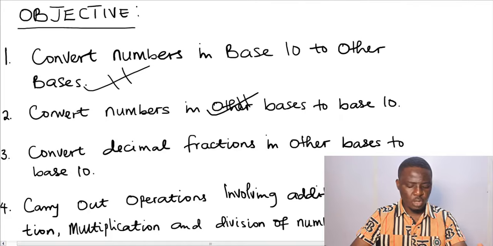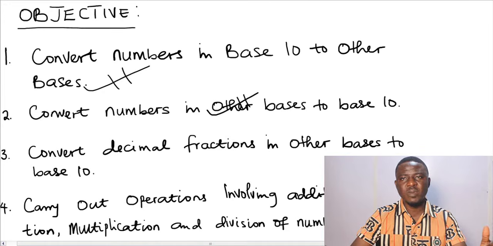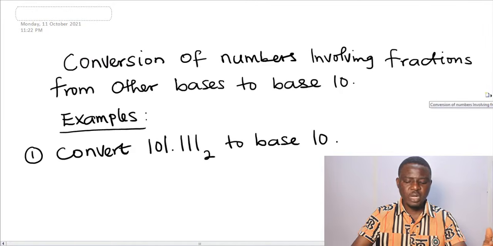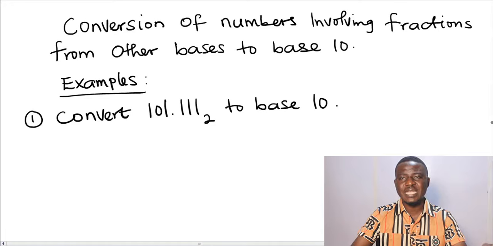In today's class, we shall be taking the third objective, which is to convert decimal fractions in other bases to base 10. We have seen how to convert numbers from base 10 to other bases, as well as from other bases to base 10. In this next example, we shall be dealing with fractions. How do we convert numbers involving fractions from other bases to base 10?